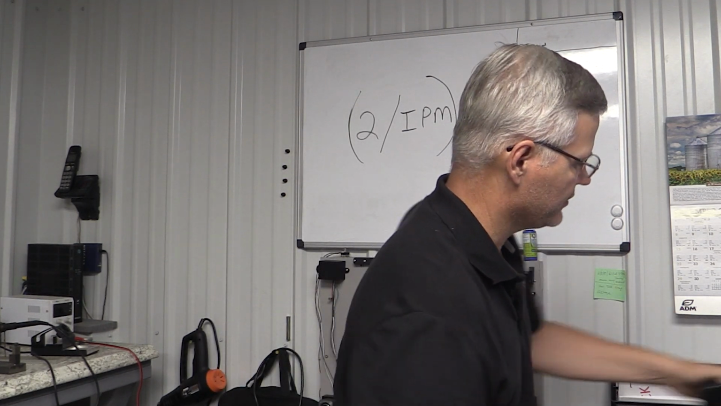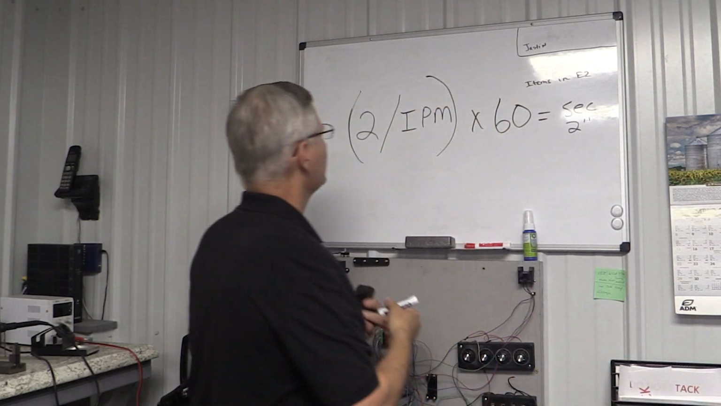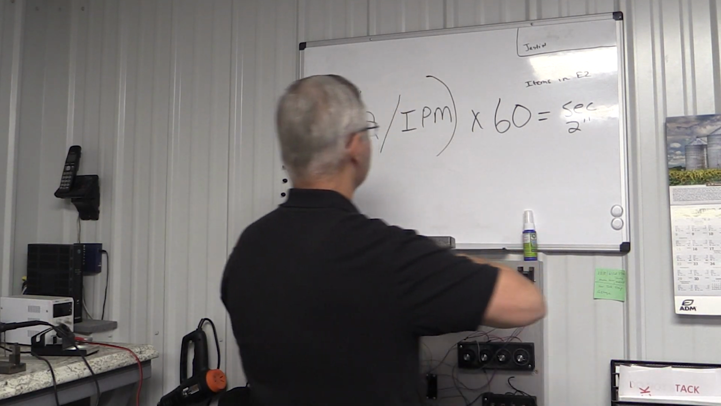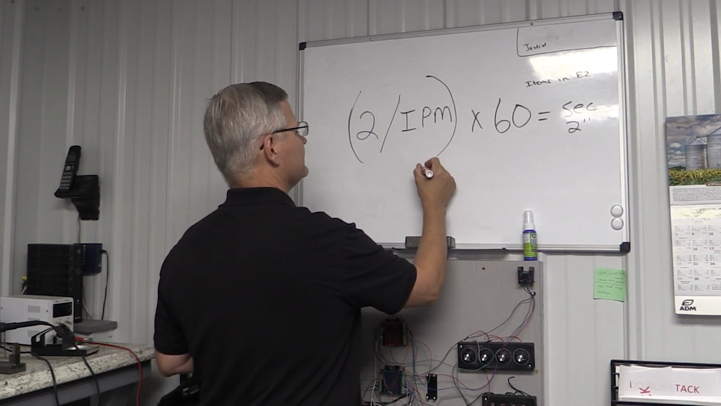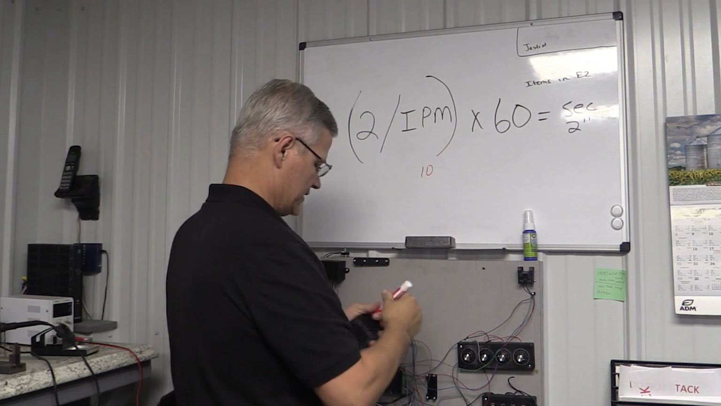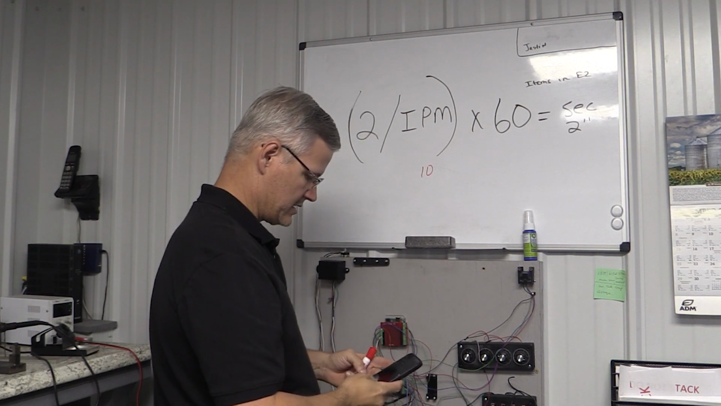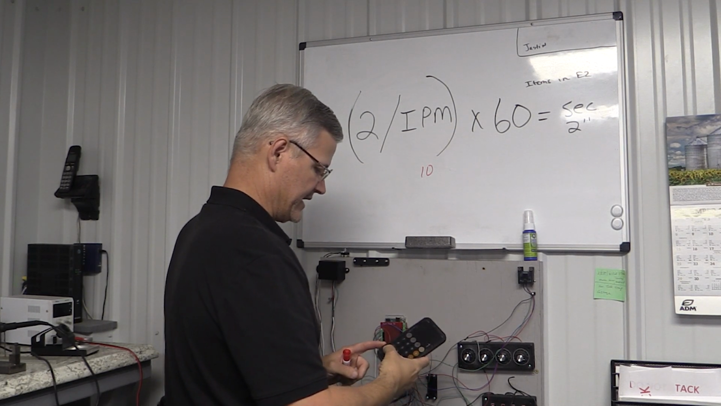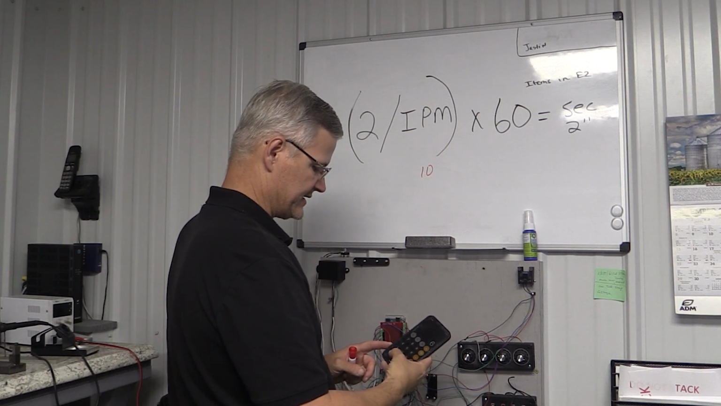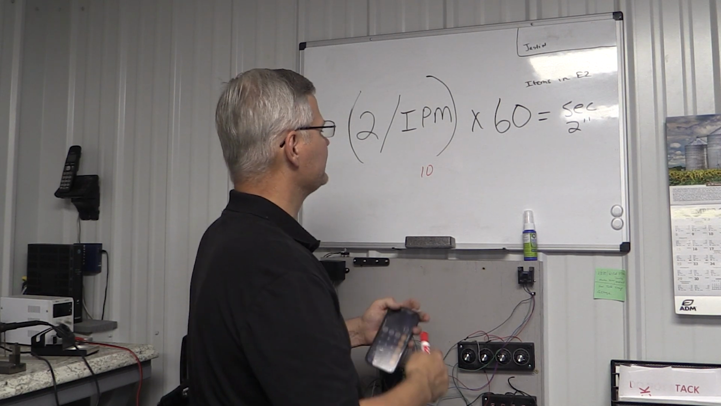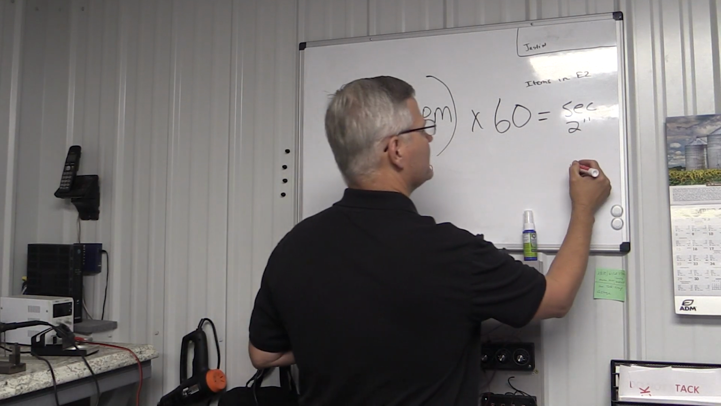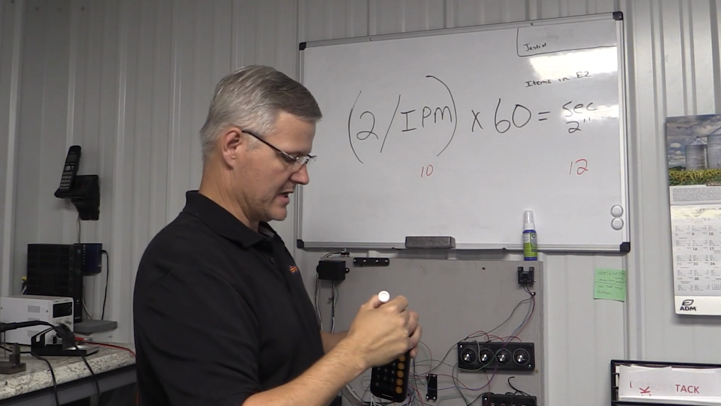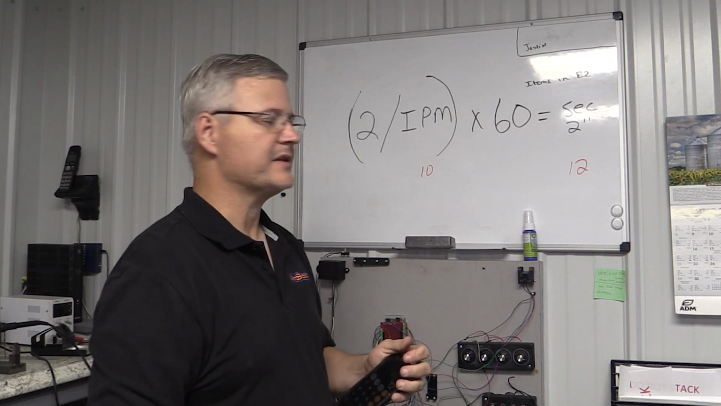So just showing you here, let's say we want our inches per minute to be 10. So we would take our calculator and we would go 2 divided by 10 times 60. And that's 12 seconds for 10 inches a minute. So you would want to travel 2 inches around that workpiece OD in 12 seconds.